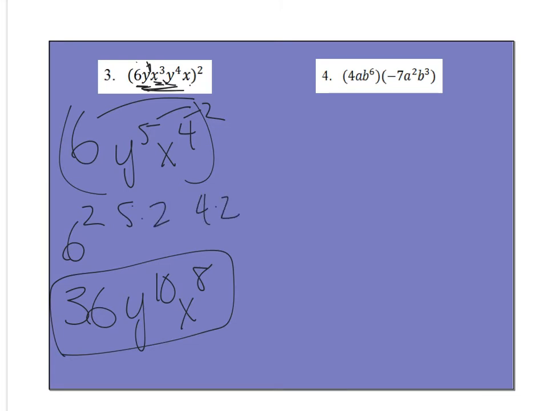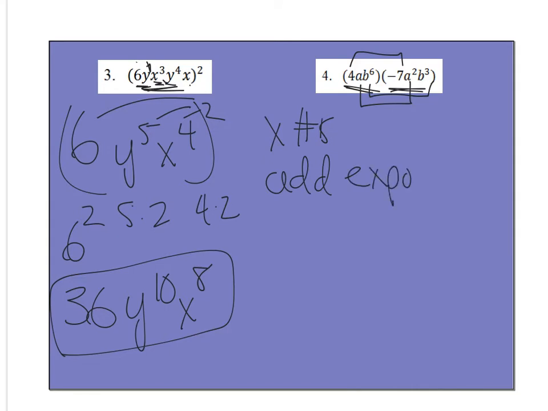For number 4, here and here, I multiply numbers, add exponents. So multiply numbers, add exponents. So it's going to be negative 28, a to the 3rd, b to the 9th.